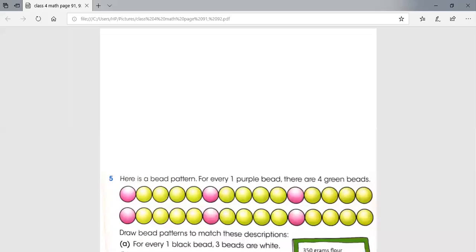Today I'm going to teach page number 91, question number 5. Here is a bead pattern. For every one purple, there are 4 green beads.